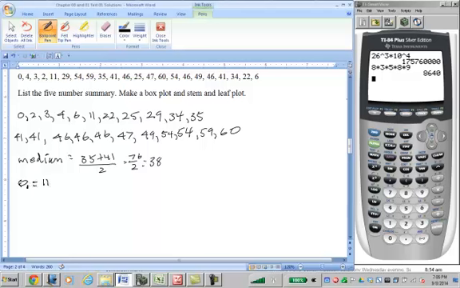Okay, so I'm going to draw an x-axis here. 0, 5, 10, 15, 20, 25, 30, 35, 40, 45, 50, 55, 60. And I'll label the 10s: 0, 10, 20, 30, 40, 50, 60.